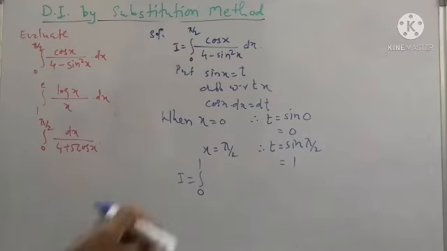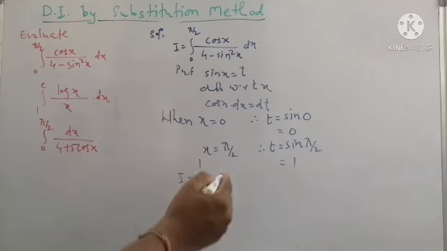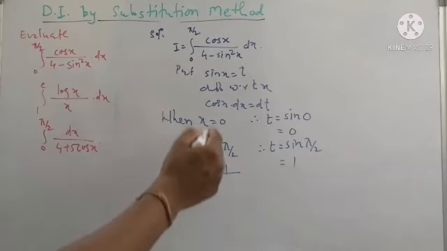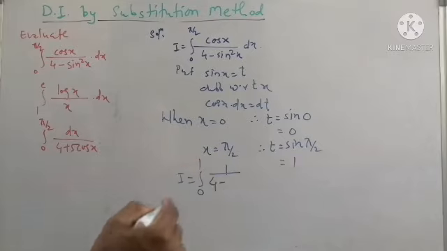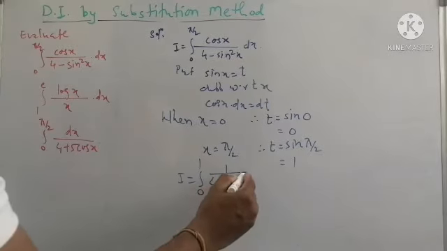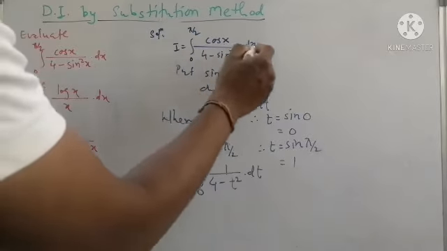As sin x is in the denominator, we take the numerator as 1, and in the denominator 4 is in subtraction, so we take 4 minus. As sin x is equal to t, therefore sin square x will be t square, and cos x dx is dt.